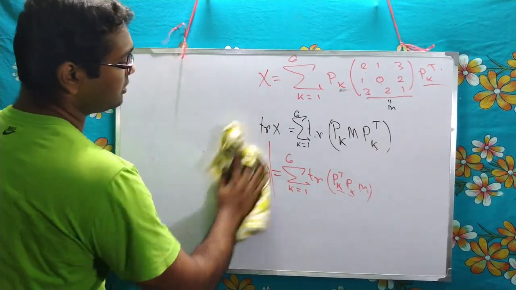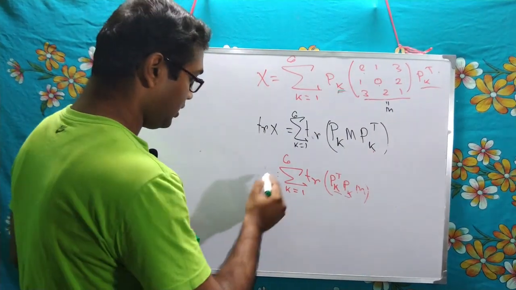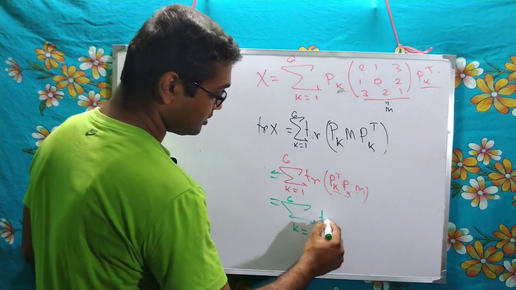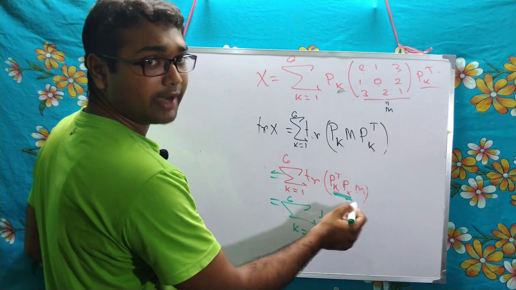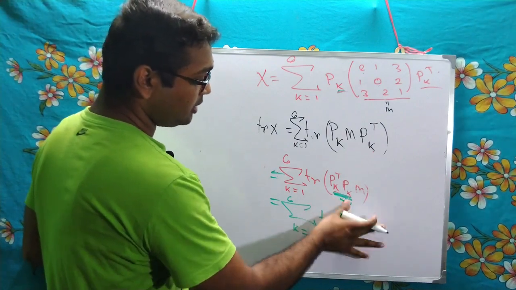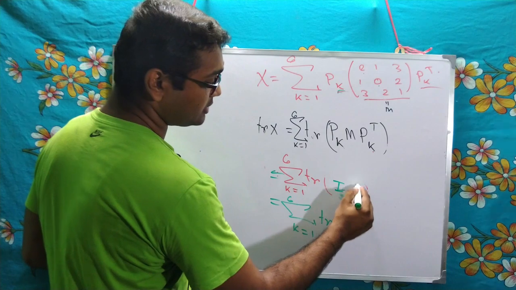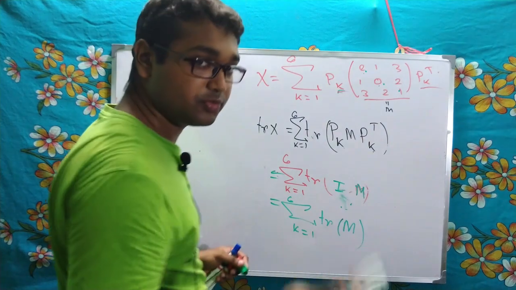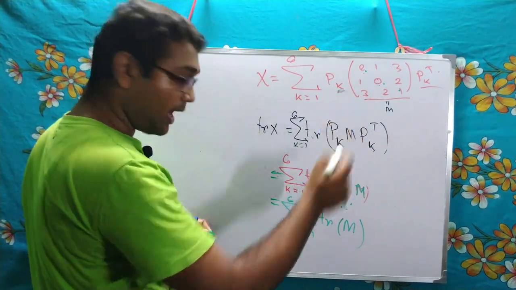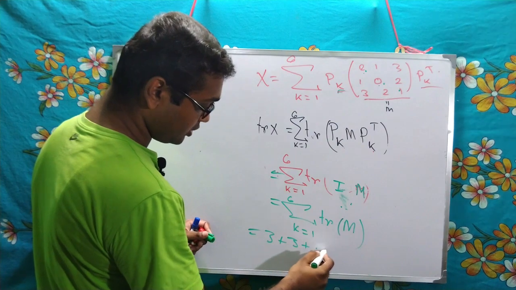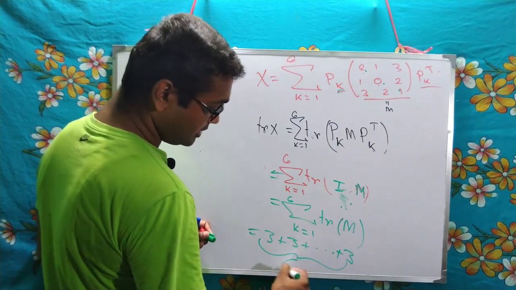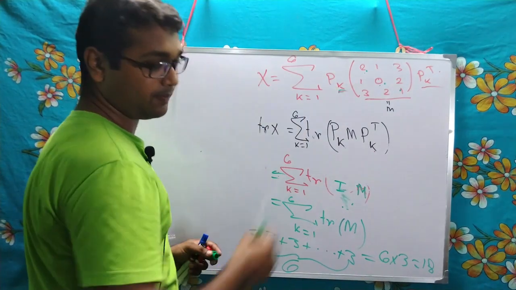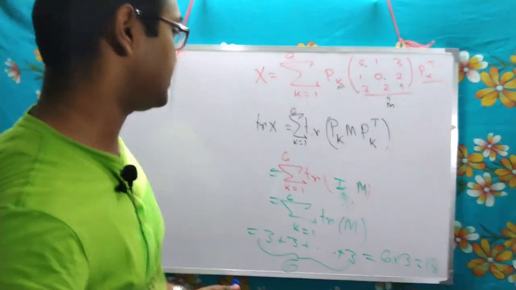Now, let me wipe this out. Now, clearly, from this expression, the sum over k equal to 1 to 6 of Pk transpose Pk will be the identity matrix. If I multiply the identity matrix with M, it will remain only M. And what is the trace of M? 3. And how many times will it be added? 3 plus 3 plus dot dot dot plus 3. It is actually 6 times. So it is 6 into 3 equal to 18. Hence, option number 3 is also correct.